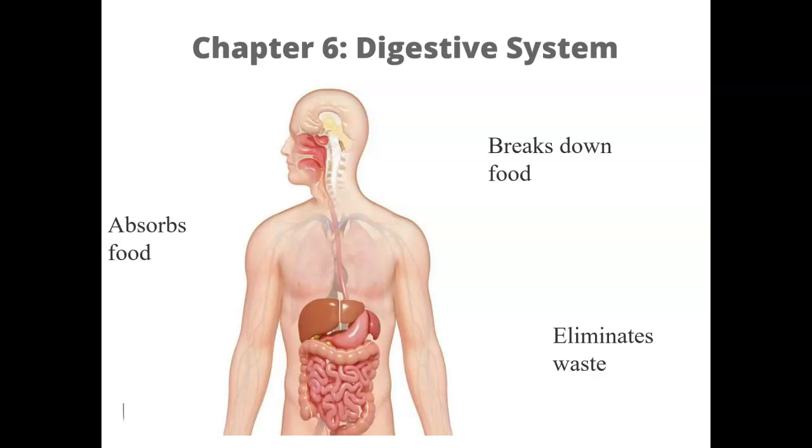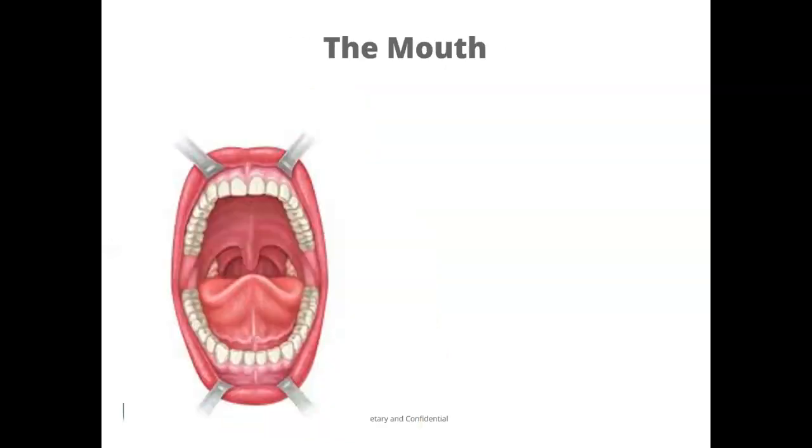So what we're going to do is take some time and go through each one of those organs. We're going to start right up at the top with the mouth. The process of digestion does begin at the mouth, or the other name for that, we'll call it the oral cavity. It is formed by the cheeks, lips, teeth, tongue, and hard and soft palates.